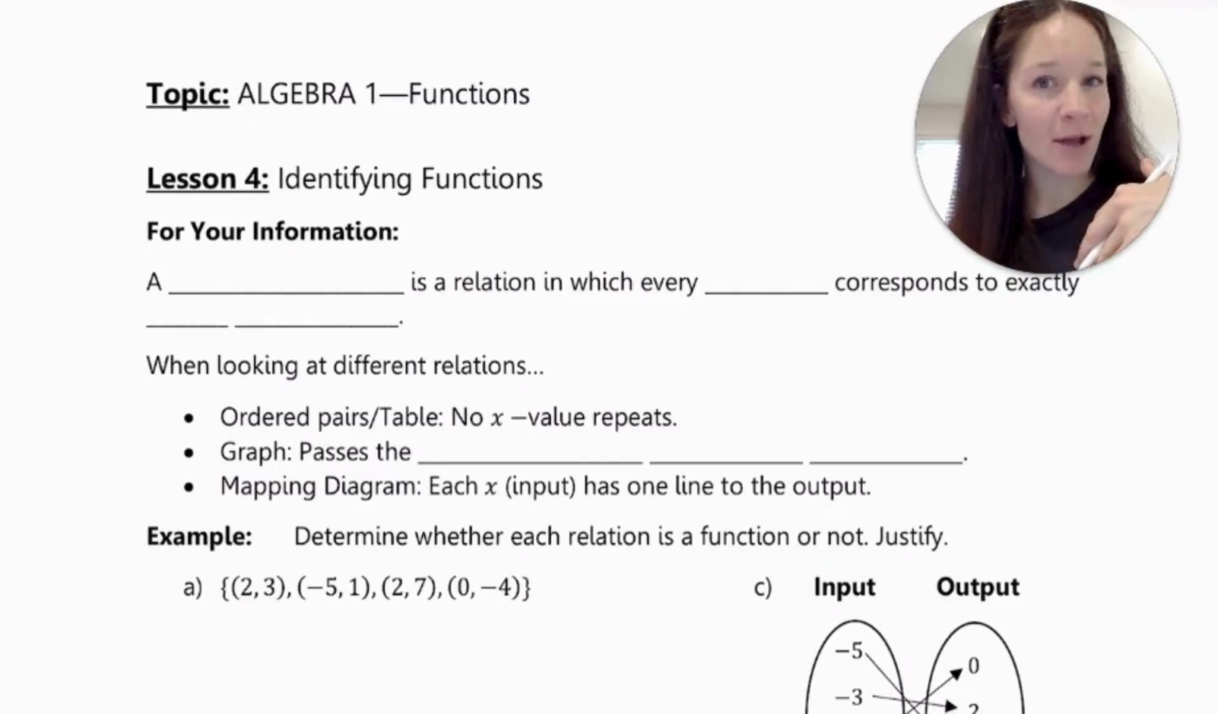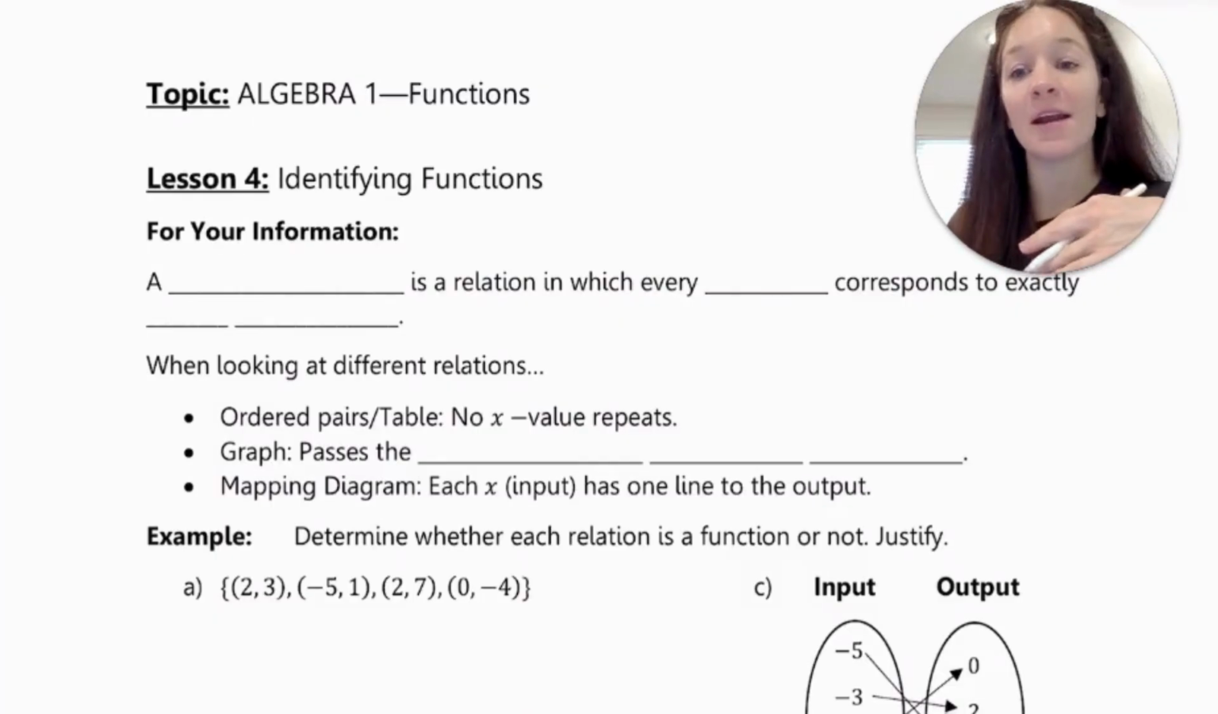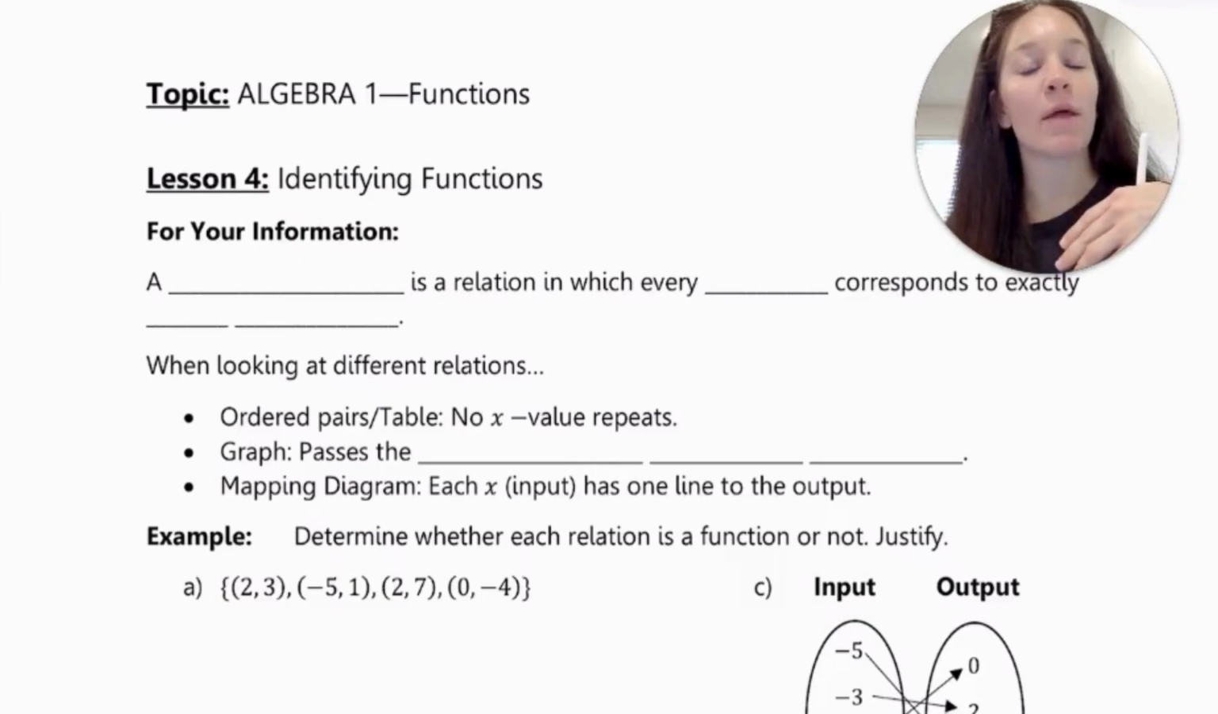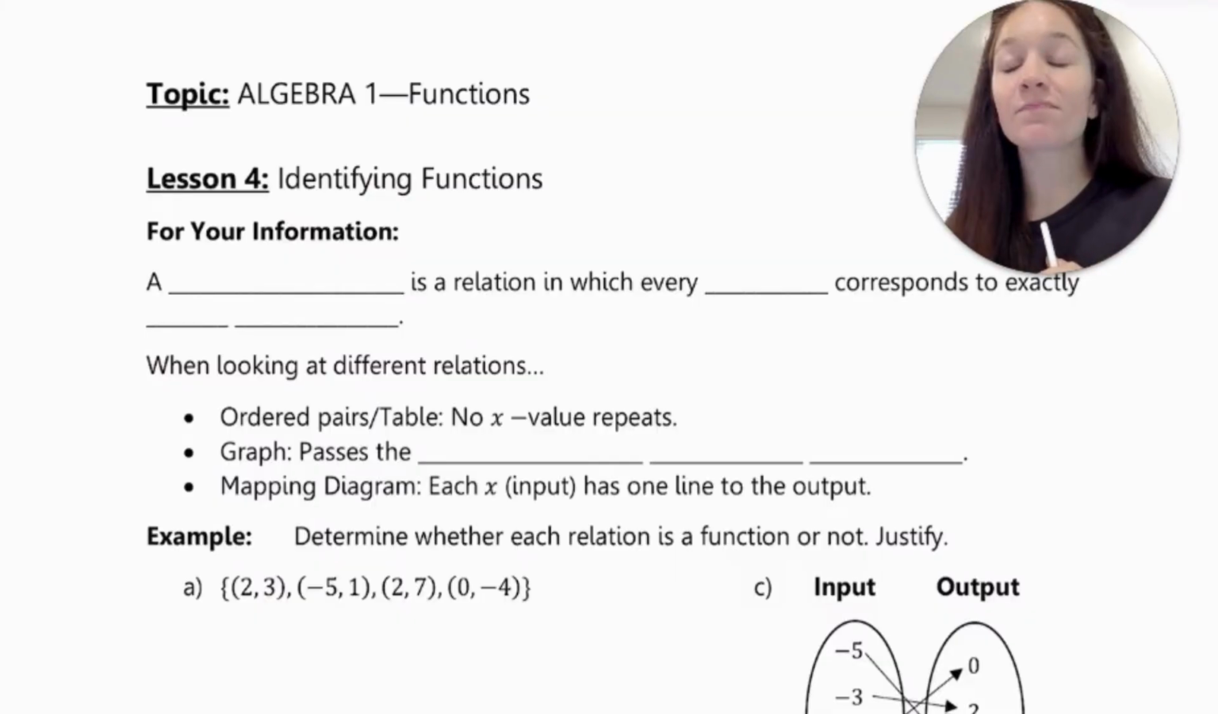So we're going to talk about that a little bit, dive into it, and then identify from ordered pairs, mapping diagrams, graphs, and tables whether or not a relation we see is a function. So we're going to get started right away.